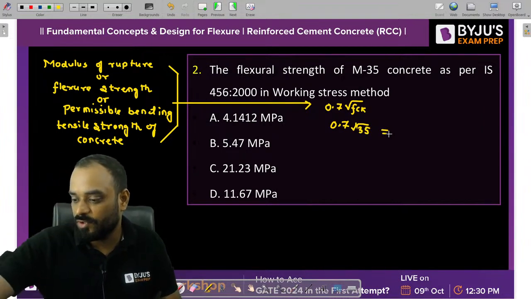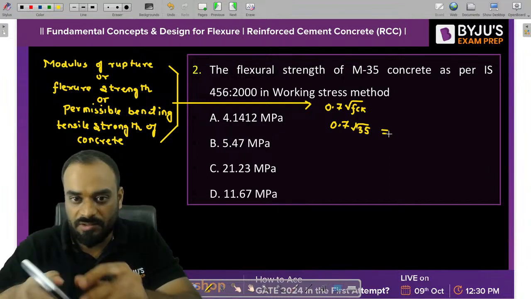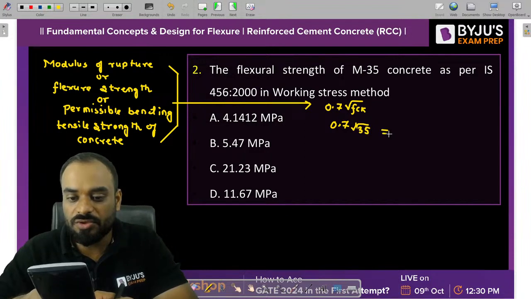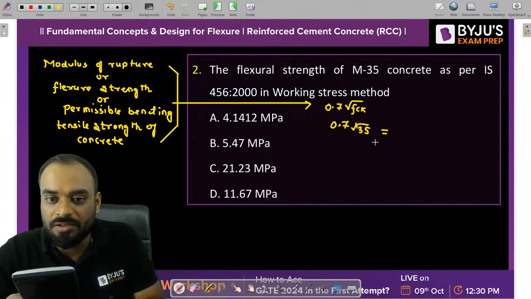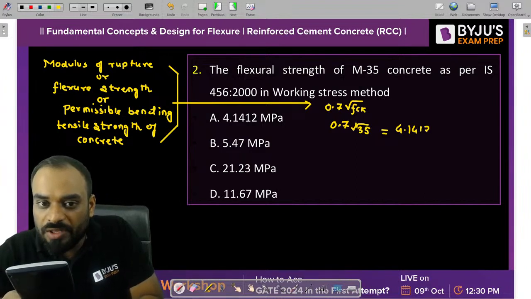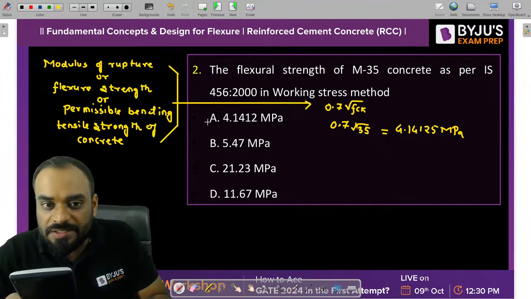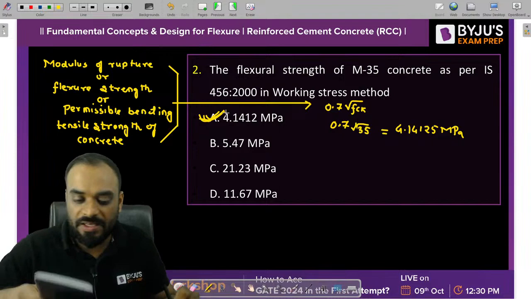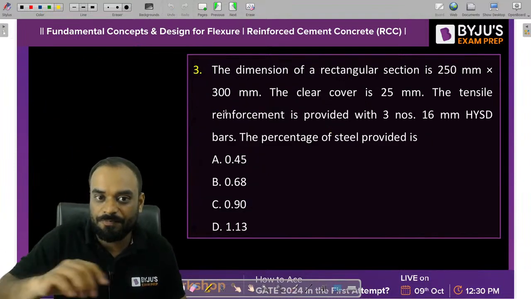It is C. Okay, Krishna, very nice. I will check it. 0.7 under root of 35. So we are getting a value of 4.14125 megapascal. Correct? So that's why, guys, A is the correct answer for the question. Sanjeet, very nice. A is the correct answer for the question.